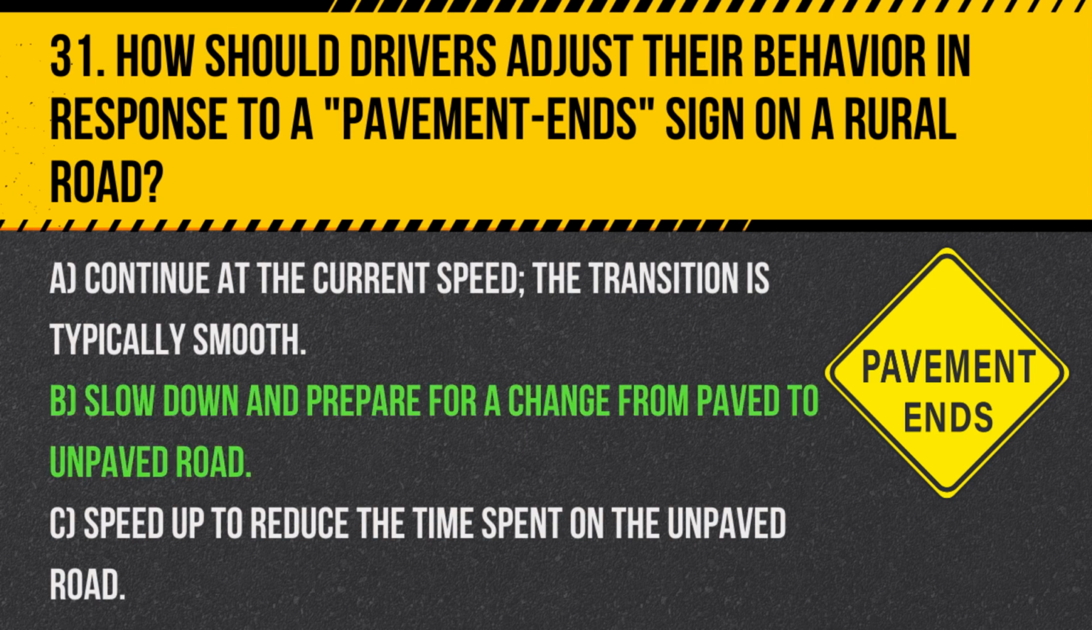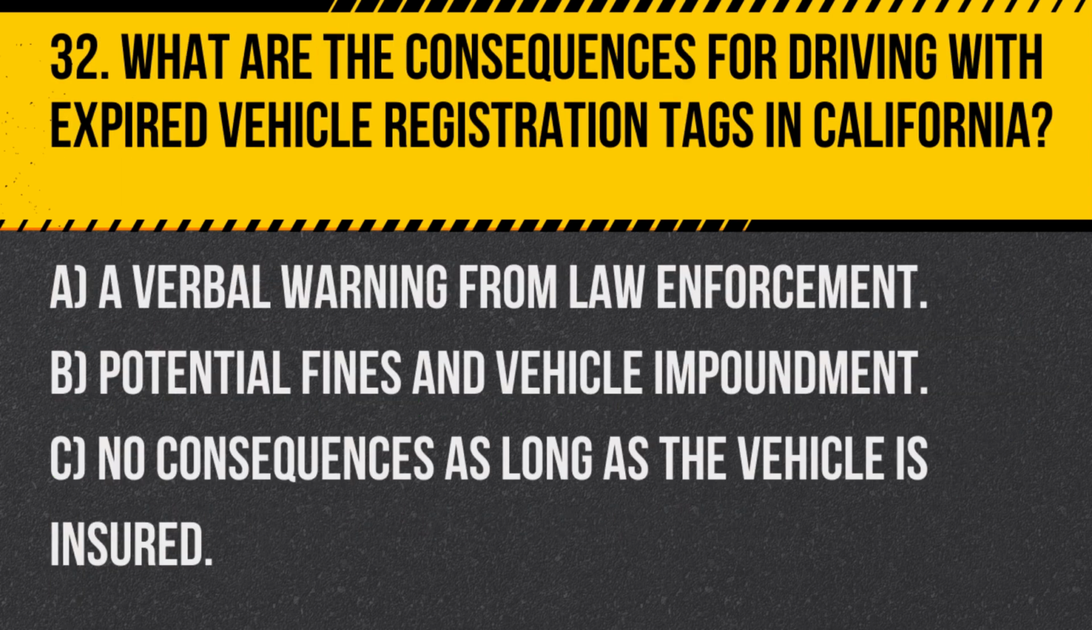Answer: B. Slow down and prepare for a change from paved to unpaved road. A decrease in speed will help manage the potentially rougher driving surface safely. Question 32. What are the consequences for driving with expired vehicle registration tags in California?